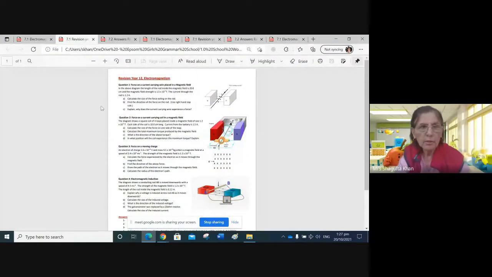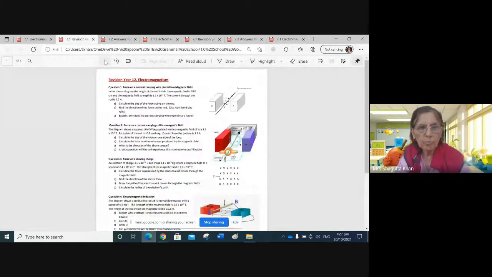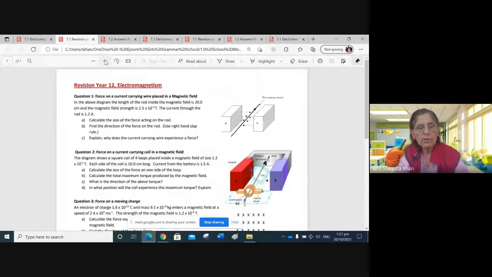Okay. So, do you all see this sheet on the screen, revision year 12 electromagnetism?